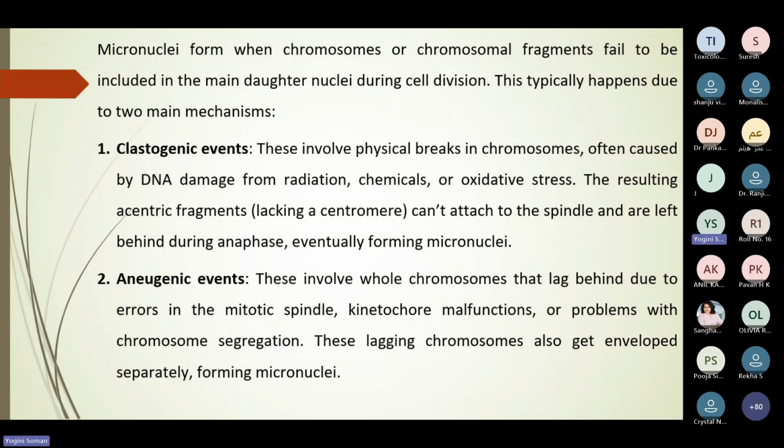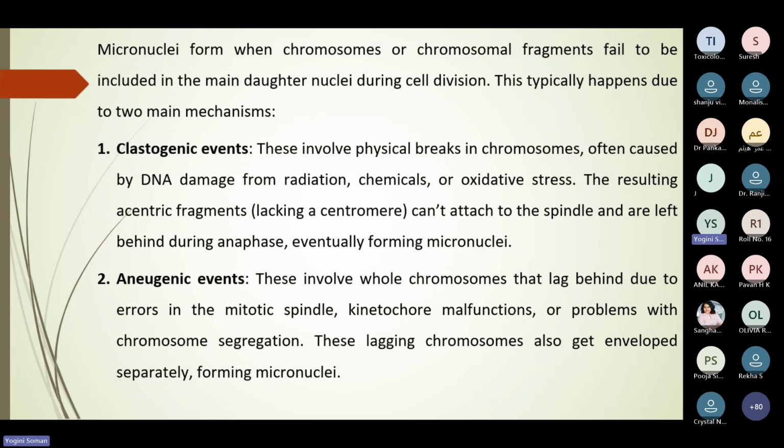So how does a micronucleus form? A micronucleus forms when the chromosome or chromosomal fragments fail to be included in the main daughter nuclei during cell division. This typically happens due to two main mechanisms. First is a clastogenic event and the second is an aneugenic event. So, what is a clastogenic event?